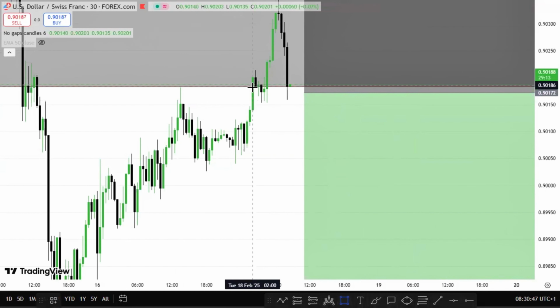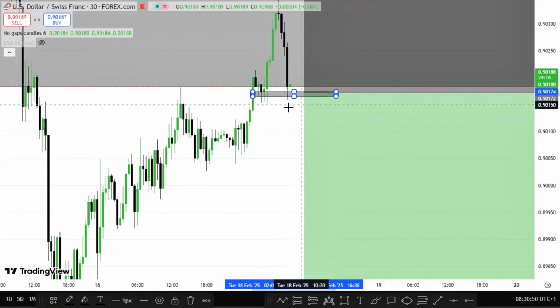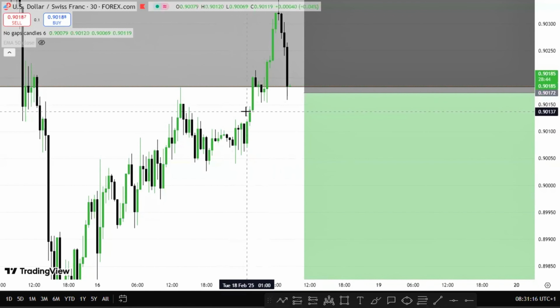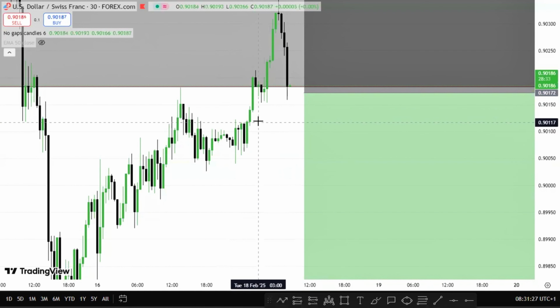Where's my rectangle 2? Yeah, some might say this level is broken, but it is not. If this level is broken, a full body candle has to close beneath it. Since we have a wick on this level, I'm not entering this trade. If the next candle drops and finally closes below this level, then I'll enter. But if it doesn't close below this level, I'm not going to enter. Until a full body candle closes below this level, that's when I'll have my entry. If you stick by your rules, you won't have much issues with trading.